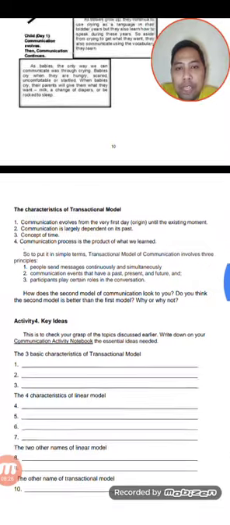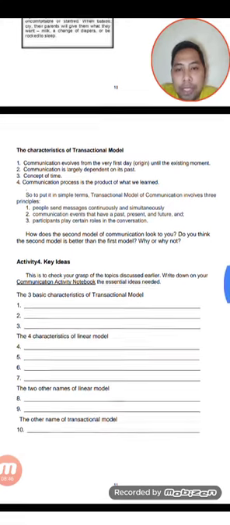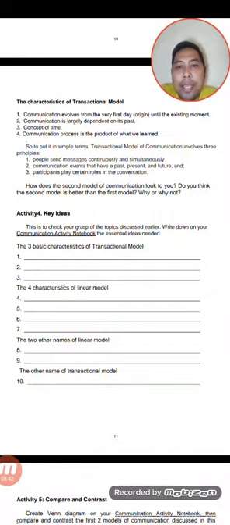The characteristics of the transactional model: first, communication evolves; second, it is largely dependent on its past; third, concept of time; fourth, communication process is the product of what we learned. Those are the characteristics. Activity 4, key ideas.